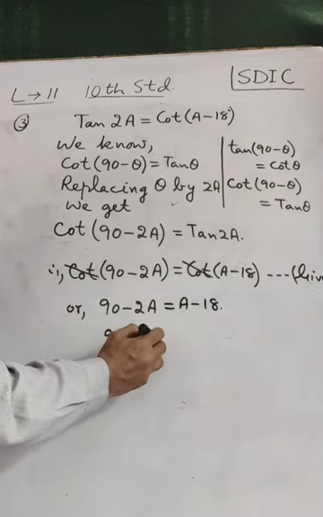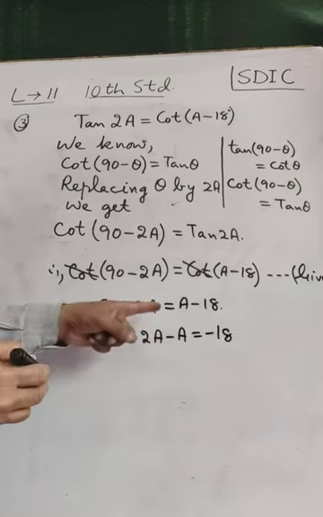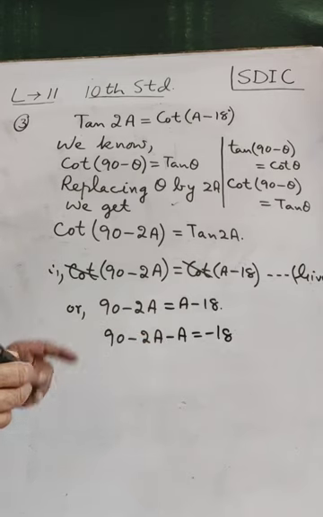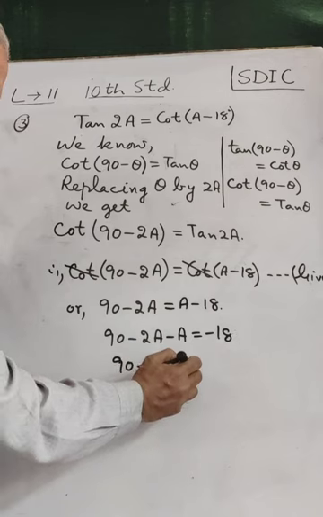90 minus 2a minus a will be then equal to minus 18. I transposed a from RHS to LHS to combine it with 2a, its like term. Signs are same, so add them. 90 minus 3a will be equal to minus 18.